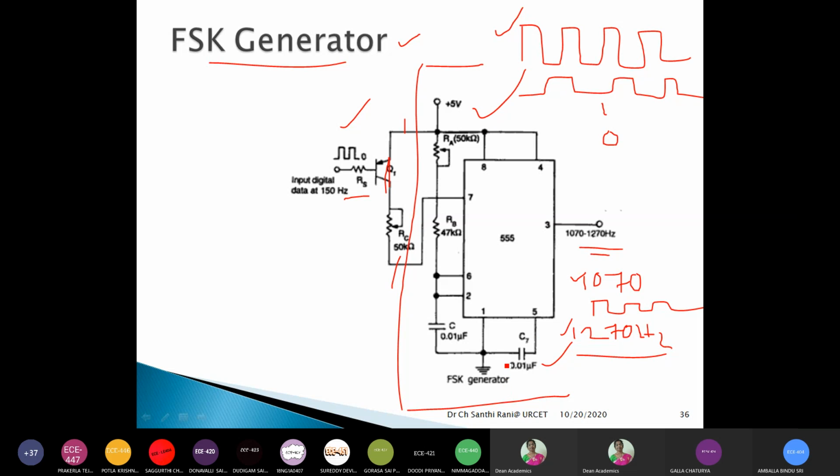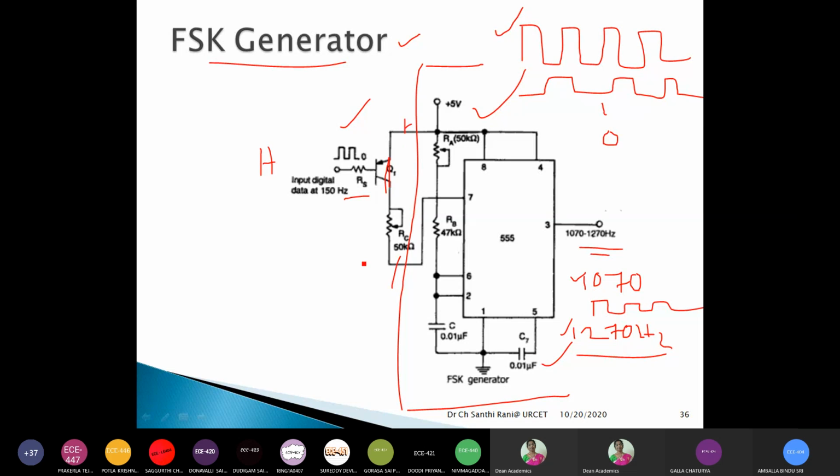So that means, now I will tell you clearly. When the input is high, right? The input is digital data with some magnitude and frequency. So when the input is high, what will happen? The transistor will be in off condition, or in cutoff.